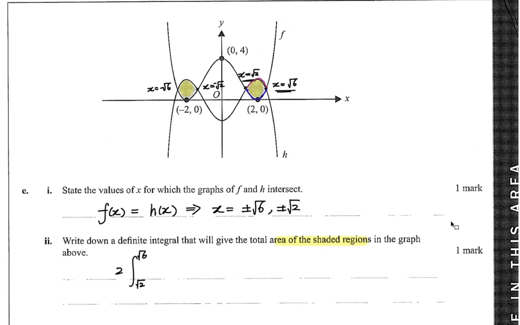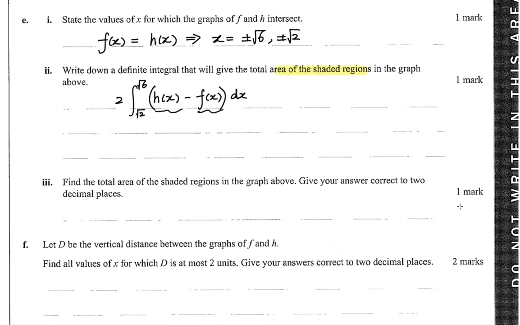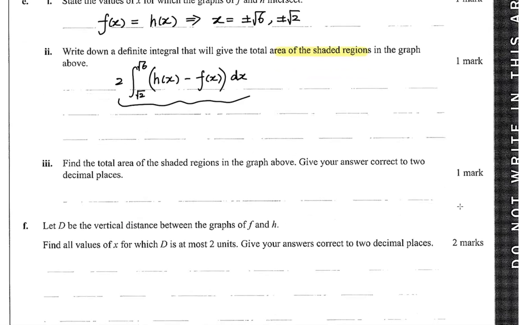Therefore, we can say h of x minus f of x dx. With your calculator, if you have defined h and f on your calculator, you can easily type in this definite integral here and evaluate that, correct to 2 decimal places, which will be 2.72 units squared, okay?